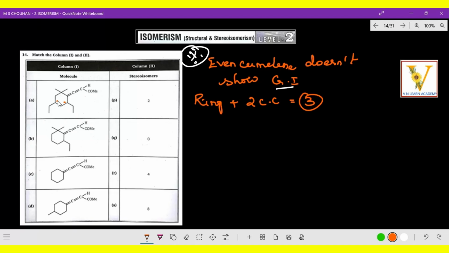So is this symmetrical or unsymmetrical? It is completely unsymmetrical. Unsymmetrical means what formula will you be using? Unsymmetrical means 2 to the power of n.